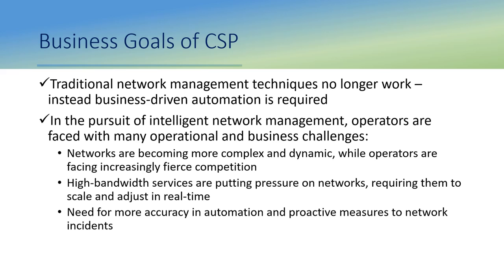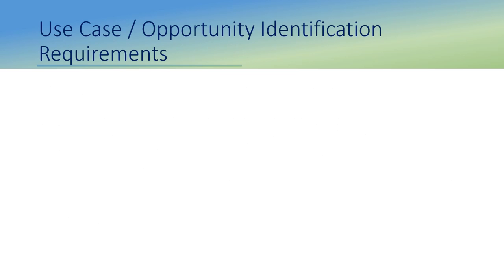So the business goal is intelligent network management, and operators need to overcome operational and business challenges. That is, networks are becoming more complex and dynamic, while operators are facing increasingly fierce competition. High bandwidth services are putting pressure on networks, requiring them to scale and adjust in real time. There is a need for accuracy in automation and proactive measures to network incidents. One can identify the opportunity or use case and describe it by including these key fields.